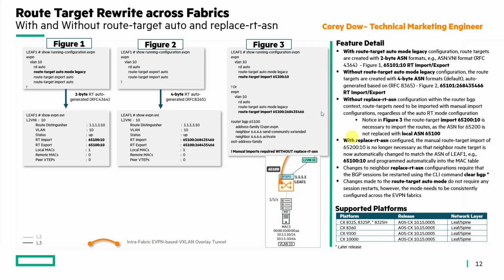Regarding changes to both of these feature configurations, the replace RT ASN configurations do require that the BGP sessions get restarted using the clear BGP star command. However, changes made to the route target auto mode command don't require any session restarts. However, the mode needs to be consistently configured across the EVPN fabrics.